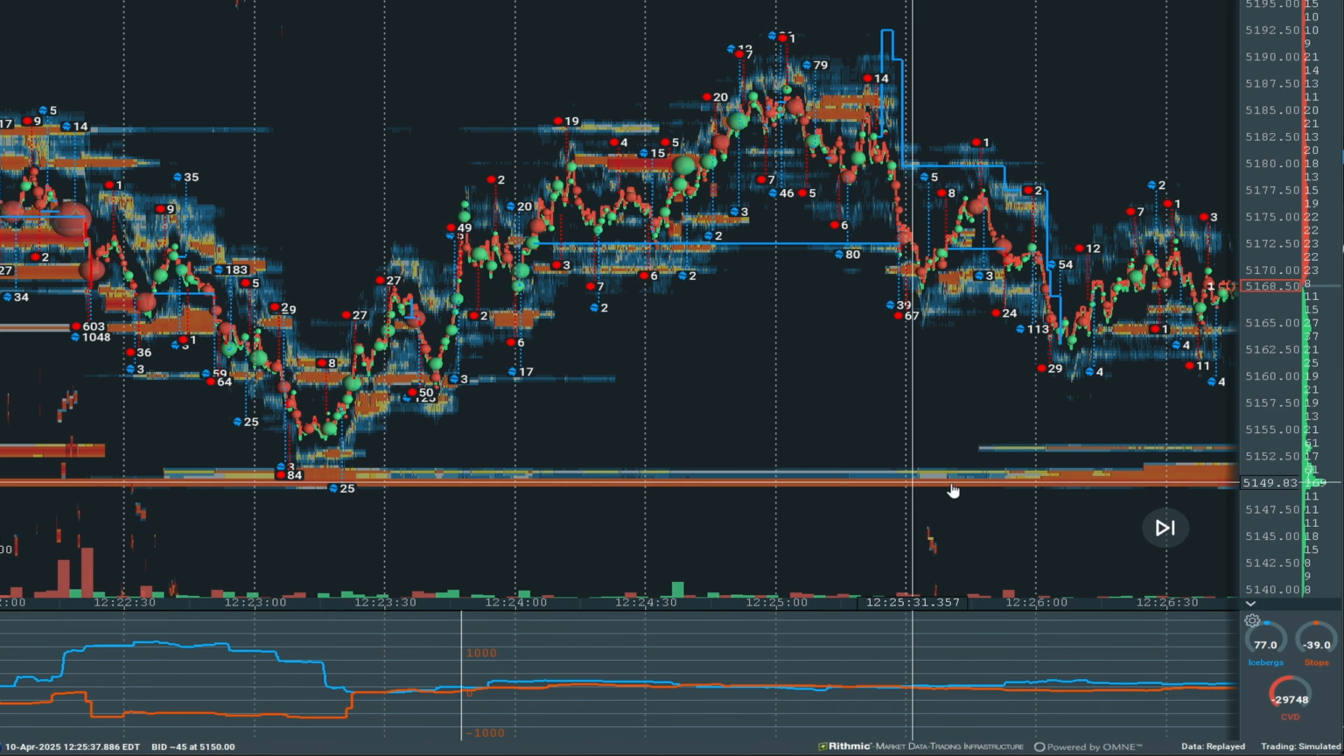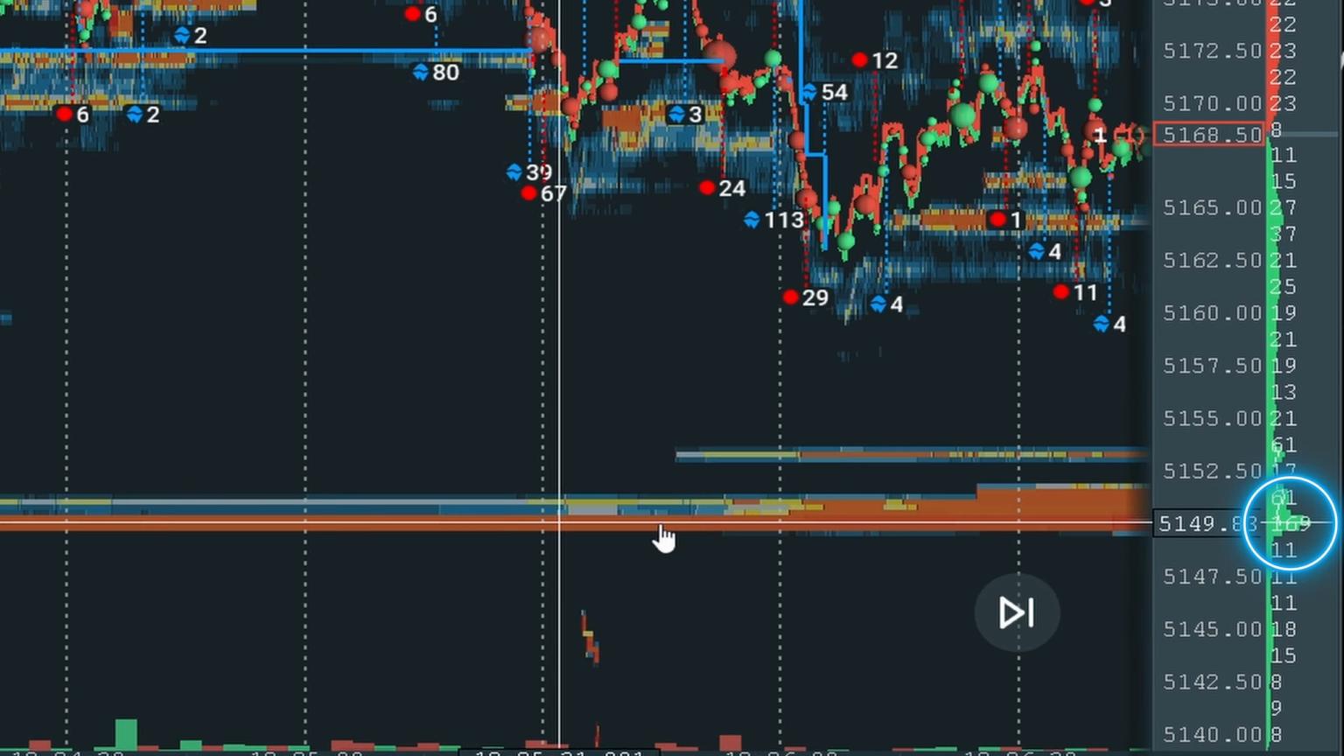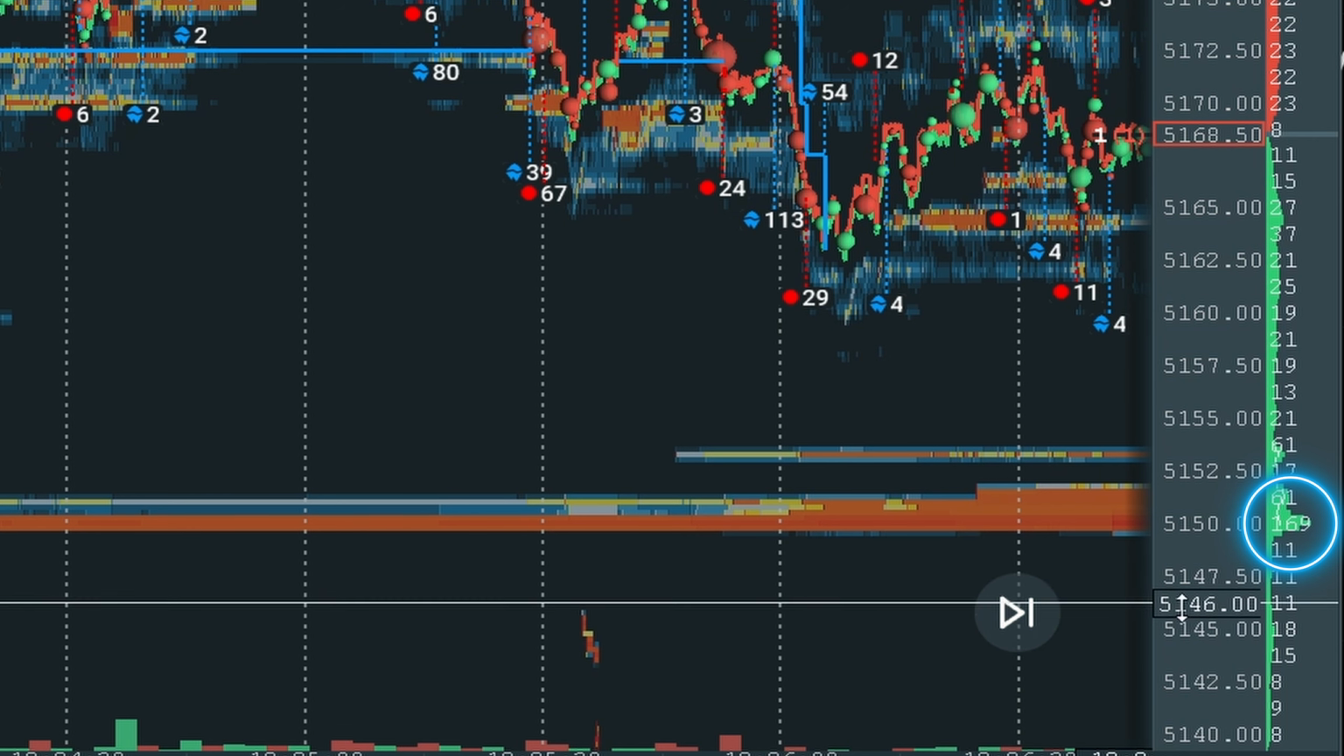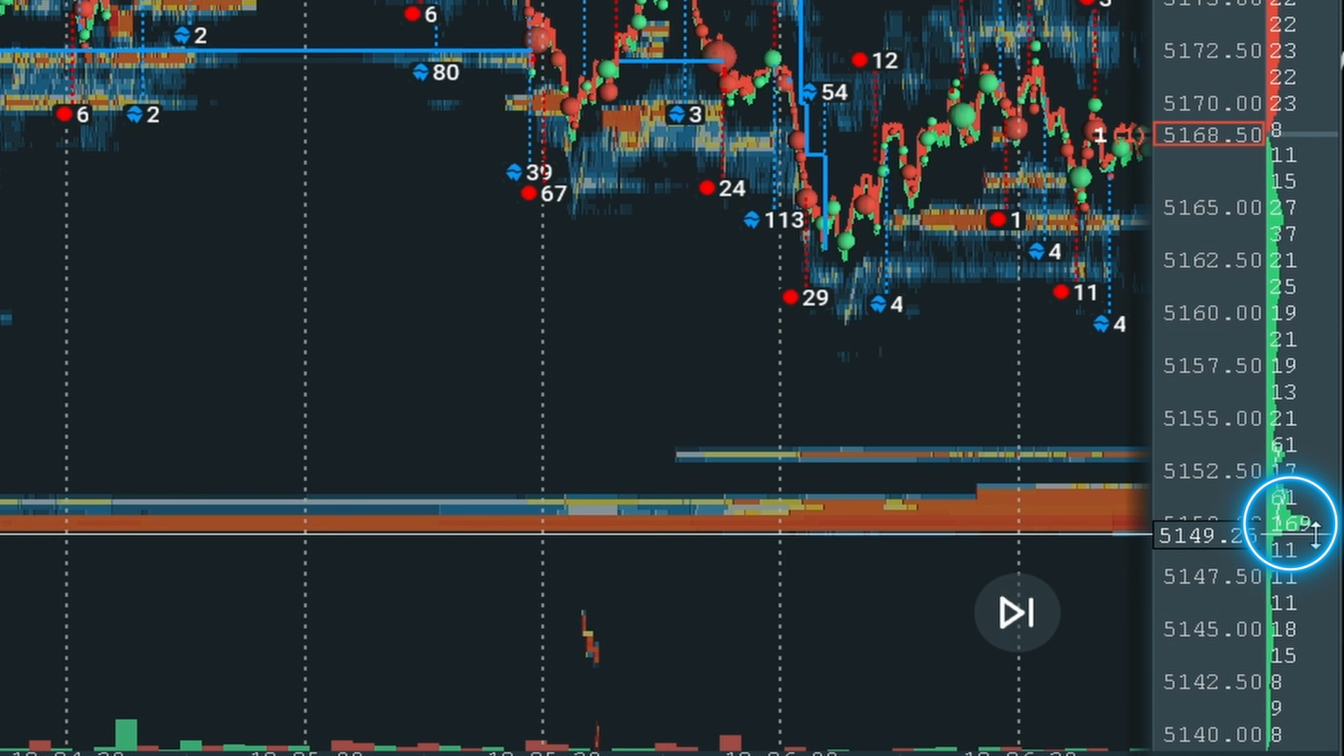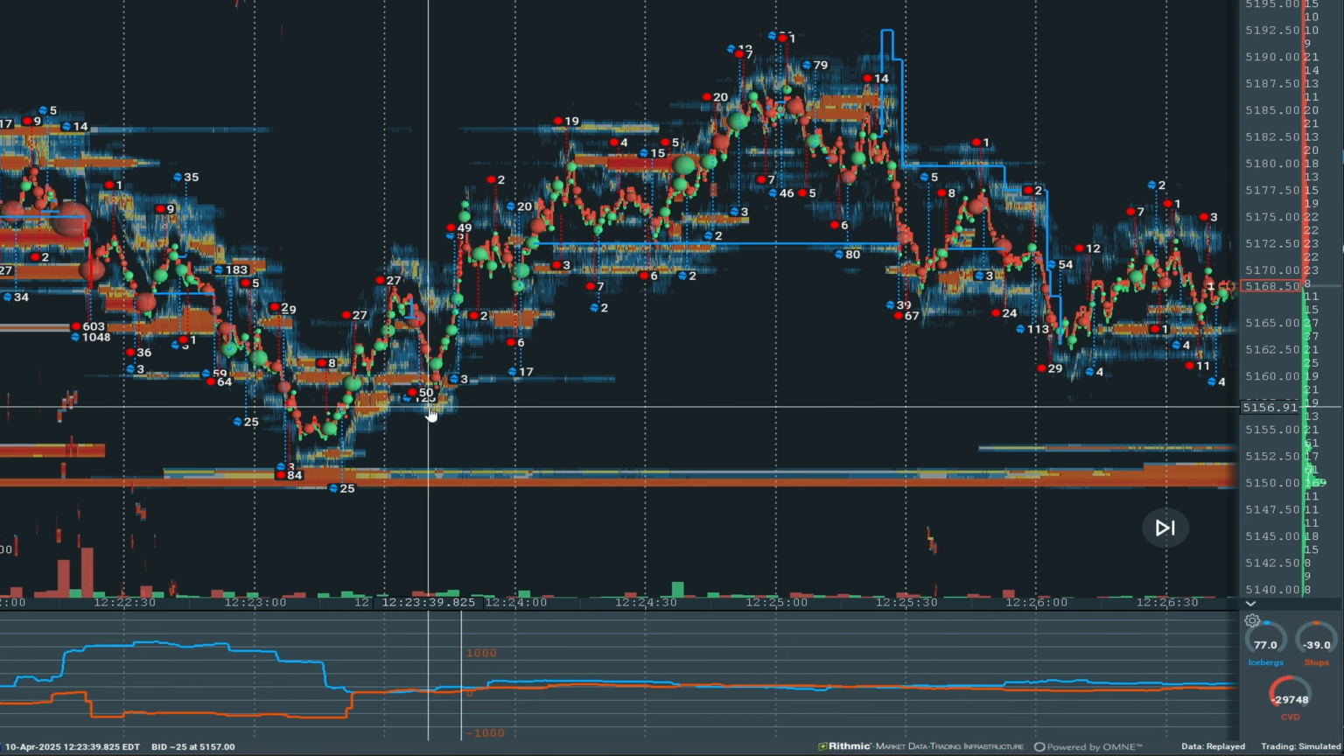Here are some key concepts with Bookmap. If you see the horizontal lines going across the screen, the darker the red color, that means the more resting orders, the more resting liquidity at that area. If you look at this zone right down here, somewhere around 5150, we roughly have 161 contracts there. And here's where I ended up getting into the market.